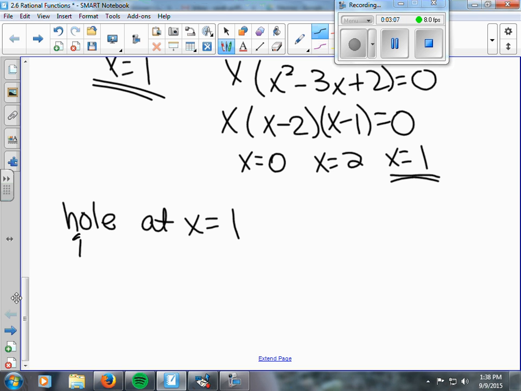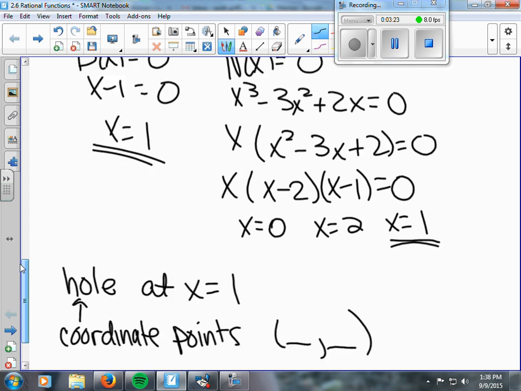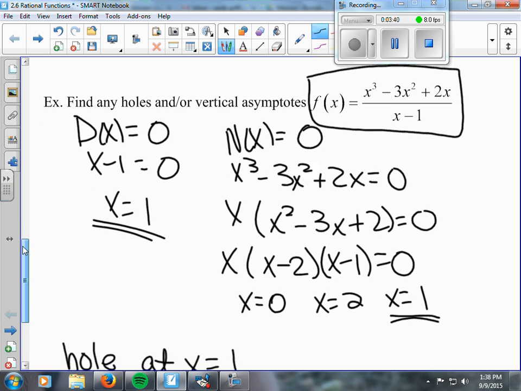Well, holes are coordinate points, right? Holes are coordinate points. They're exactly non-points, but they have an x value and a y value. And you need to figure out what the y value is whenever you have a hole as well. So in order to do that, you're going to take your original rational function, go ahead and factor and cross off, because that's why you have a hole, is that x minus 1 will actually cancel. So I'm going to do that over here.